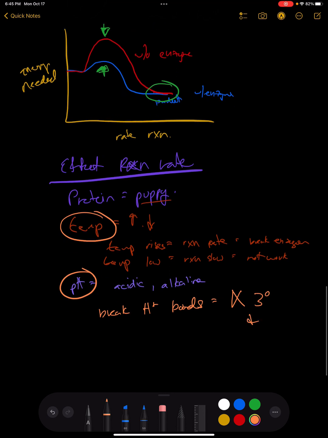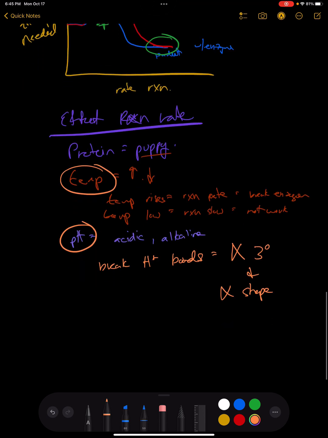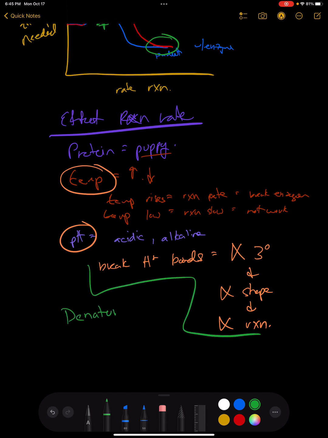If I don't have a tertiary structure anymore, then that means I don't have the right shape for my reaction to take place. And if I don't have the right shape for my reaction to take place, that means I'm not going to get a reaction at all. This entire process of breaking these is called to denature something. Denature means to break it, right?